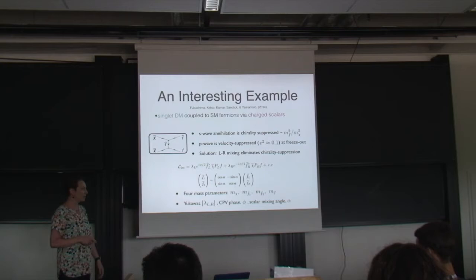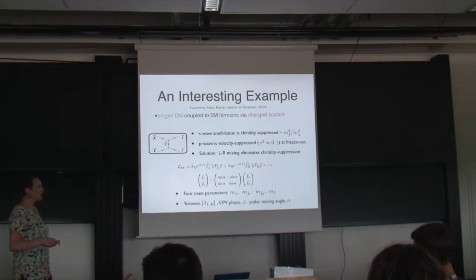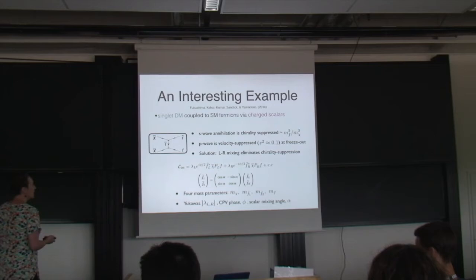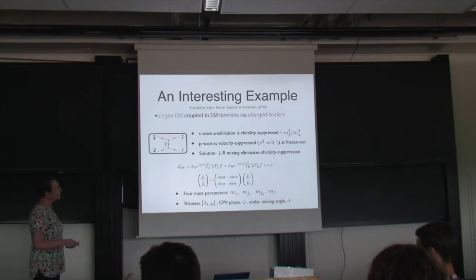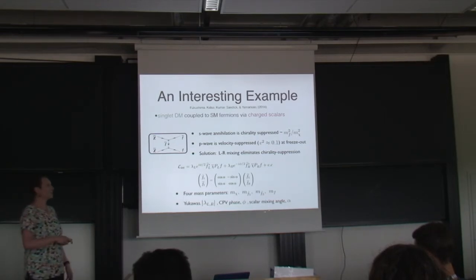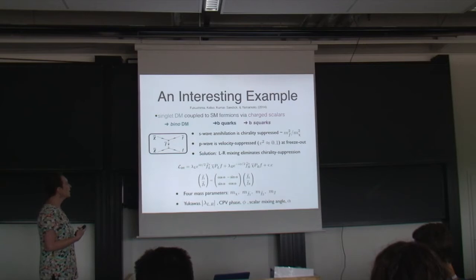So this is a pretty simple model. It has 4 mass parameters: the dark matter mass, the masses of the 2 new scalars that you need, and then whatever the fermion is in the final state, which could be a standard model fermion or a beyond the standard model fermion. And then you need to specify your Yukawa couplings. Technically, you could have a CP violating phase, but the real thing that's interesting here is the scalar mixing angle.